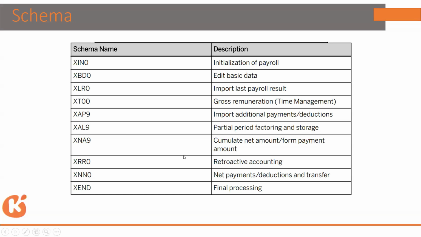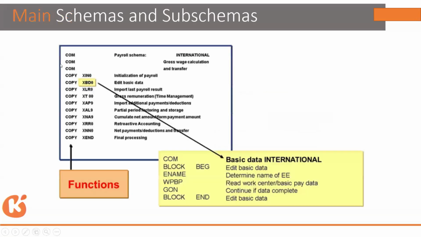There are certain subschema which SAP has already created. But in case your client requires something as per their requirement, then you'll have to come and make those modifications. This is what we are going to learn in payroll PCR and schema. Then you can see XCND, which is just a final processing where you'll find all the RT table and everything. These are some of the sub schema you can see here.